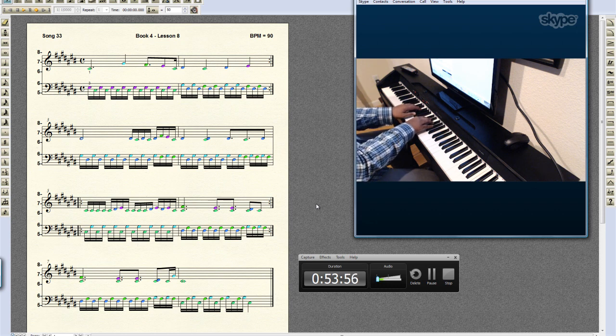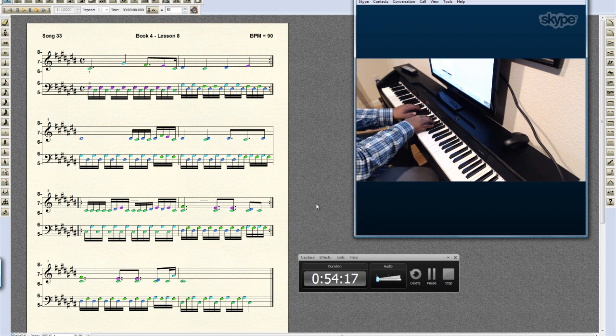1, 2, 3, 4, 5, 6. 1, 2, 3, 4. 1, 2, 3, 4. You've gotta keep up with your numbers. 6, 4, 3, 2, 1. Go again. That's your whole focus of your mind.